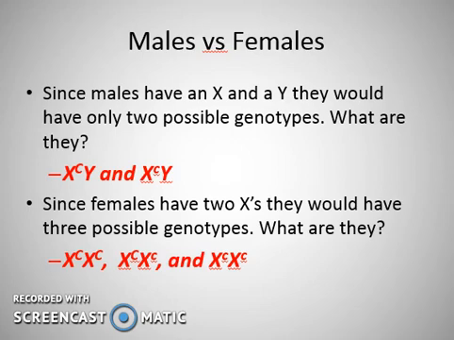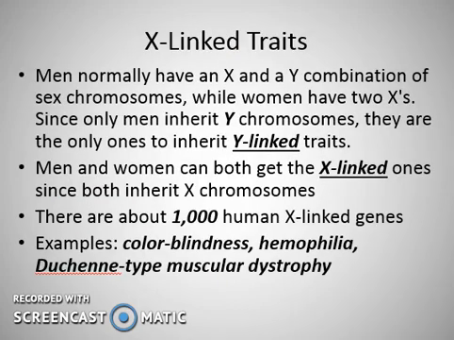Females, you remember, have two X's, so there's three possible genotypes. A female could be X big C X big C with normal vision. Heterozygous, X big C X little c, that would be a normal vision female as well, but she'd be a carrier. And X little c X little c, and that'd be the only woman that would have color blindness.